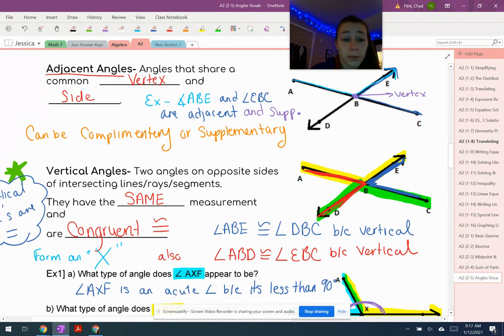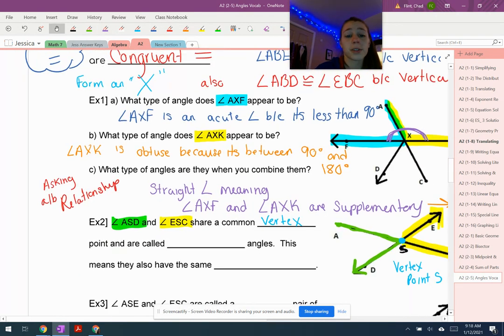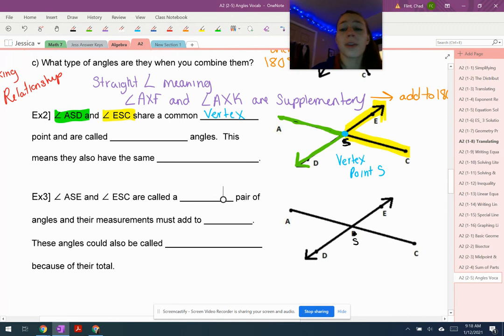So they aren't adjacent angles because they don't share a vertex and a side. They only share a vertex. So actually, let's make a little note here on our vertical angles, that our vertical angles also, well, let's fill it in right here. They share a vertex. That's important. So they are called vertical angles.